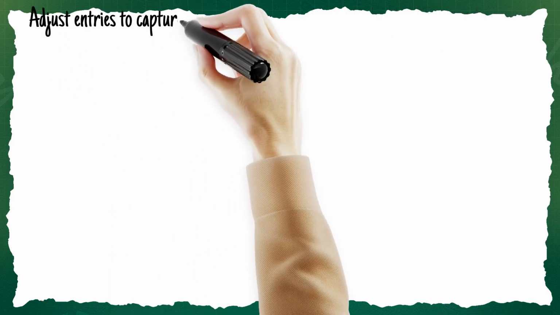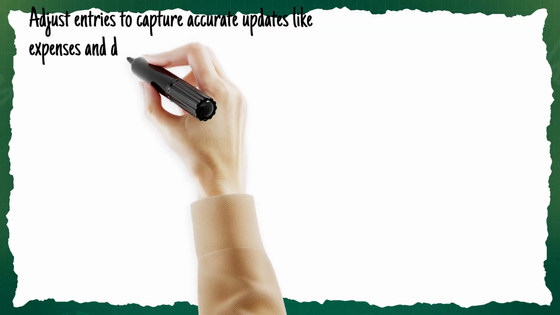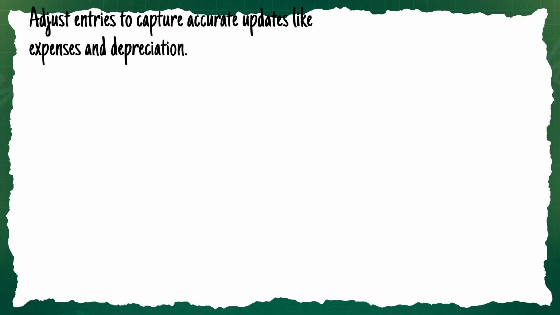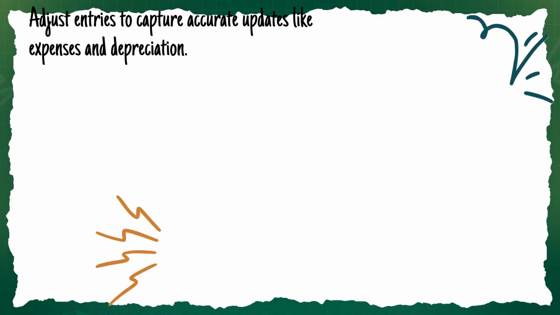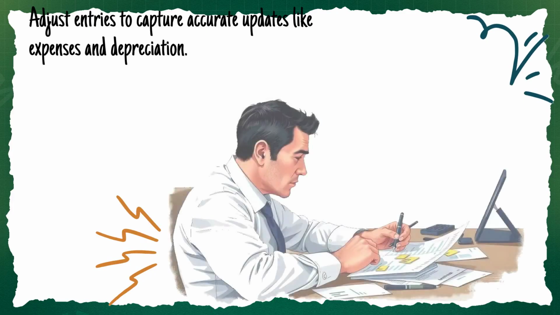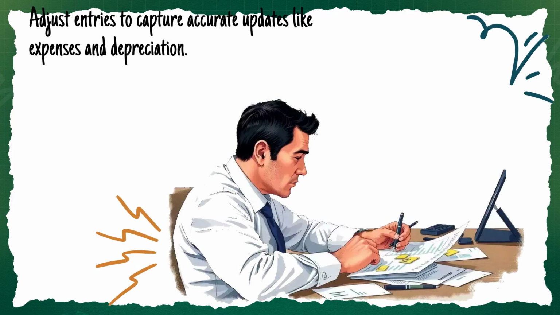Second, adjust any entries that need correction, also known as making adjusting entries. These adjustments account for items like accrued expenses, depreciation, and other elements that may not have been recorded in the initial transactions.